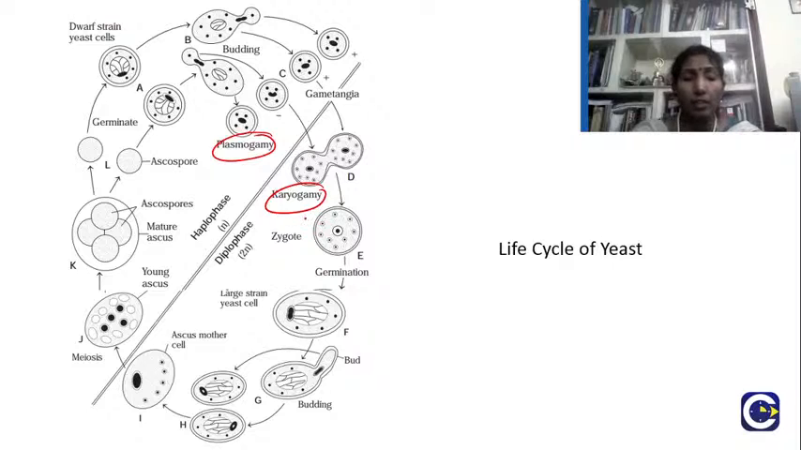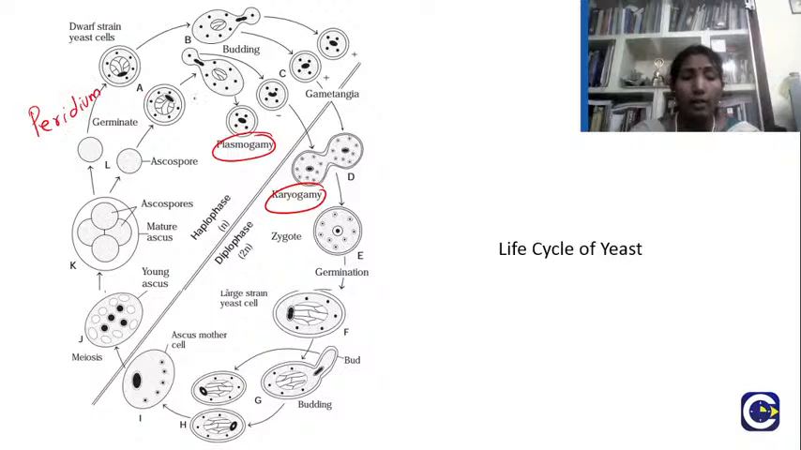Usually we have the ascus mother cell. It is the seat for both karyogamy as well as meiosis. This will convert into many asci. These asci all mature and become ascospores. The ascospores germinate and form the ascospore, which will be covered by the peridium.